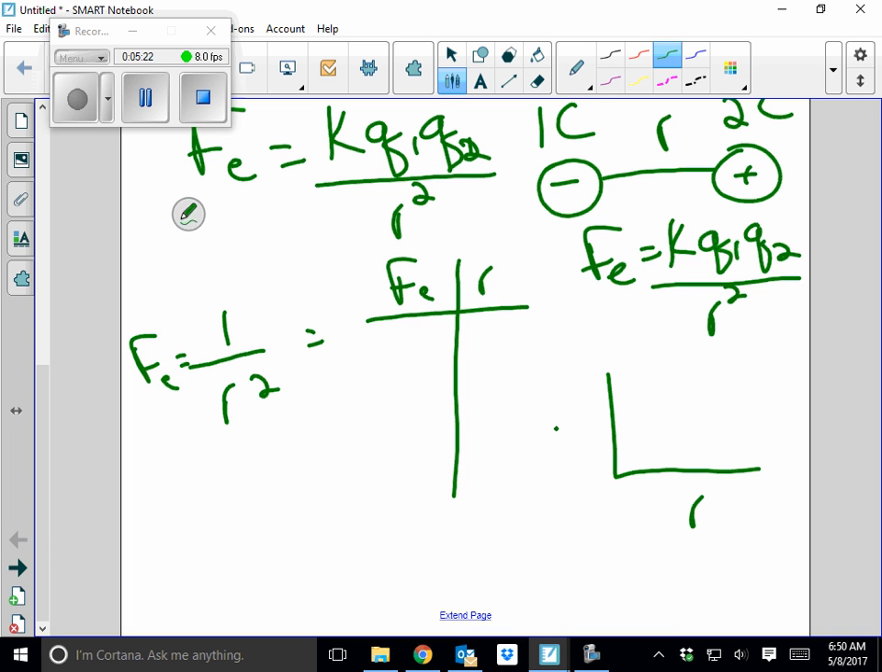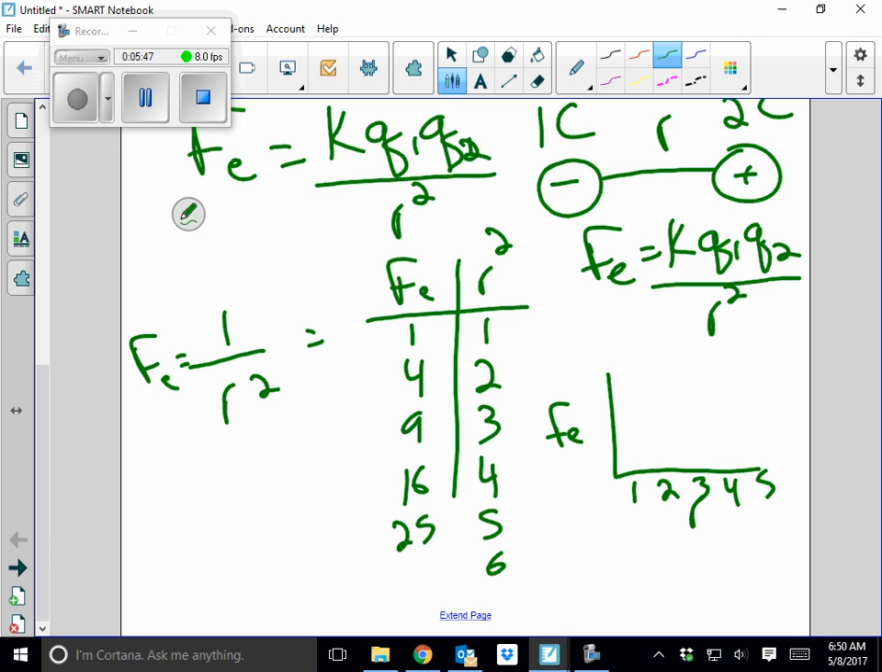So for example, if this is r and this is FE, well, r is going to go up by 1, 2, 3, 4, 5, and then mathematically I just put in what it does when it goes up. So 1 squared is 1. 2 squared is 4. 3 squared is 9. 4 squared is 16. 5 squared is 25. 6 squared is 36. And so if I were to graph this, my electrostatic force, when it's at 1, is at 1. What am I doing wrong here?